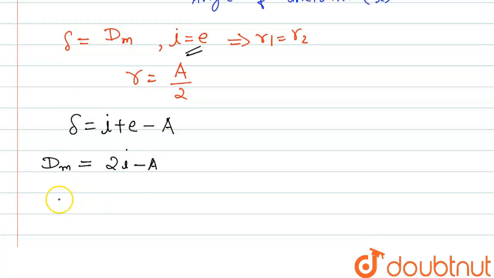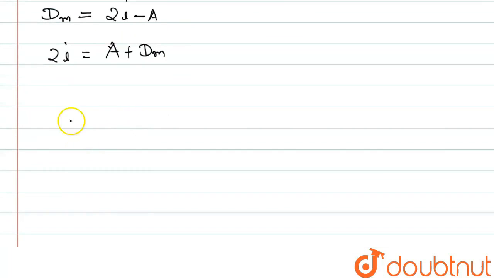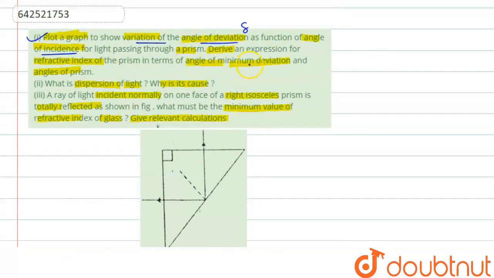So from here we can write 2I equal to A plus dm, and further we can write for angle of incidence I equal to (A plus dm) by 2. So this is the angle of incidence in terms of A and dm, and it was asked in the first question, in terms of angle of minimum deviation and angle of prism. Coming to the next part, that is, what is the dispersion of light and why does it occur.